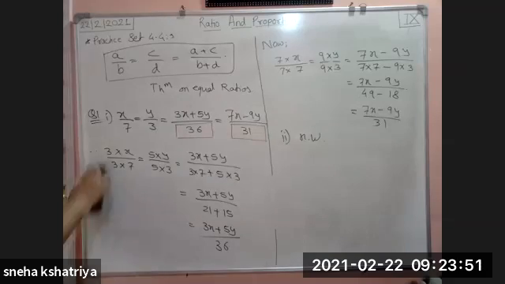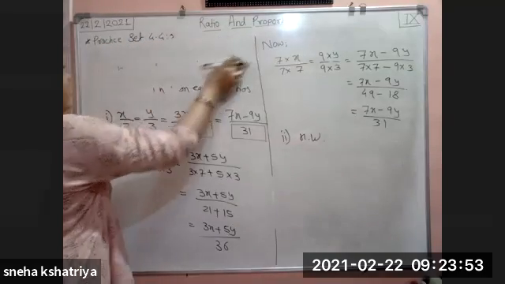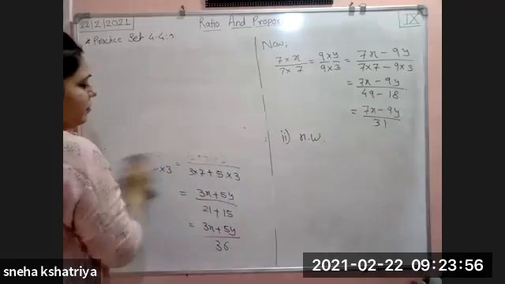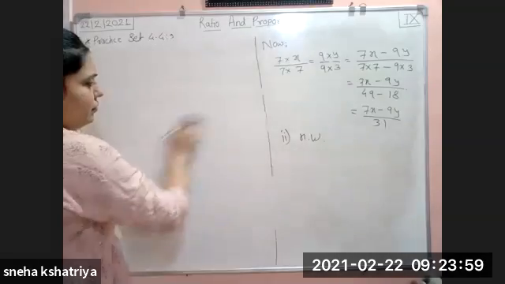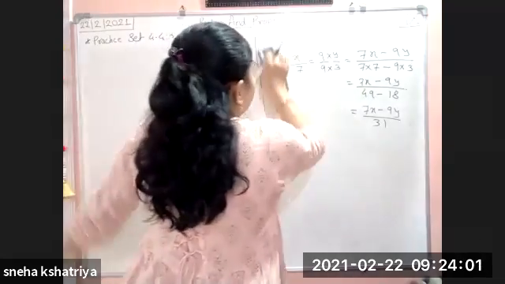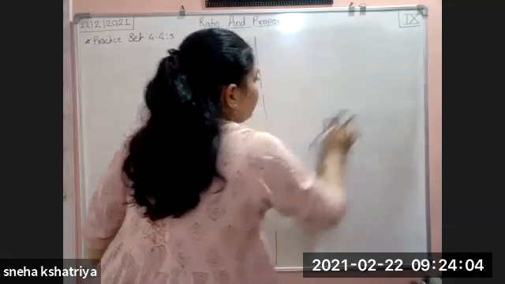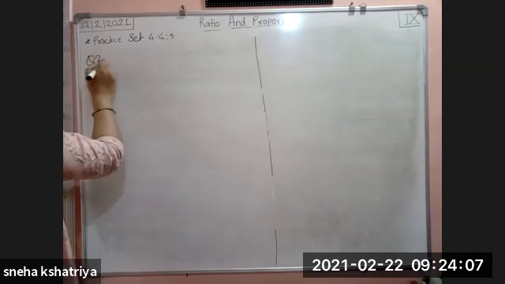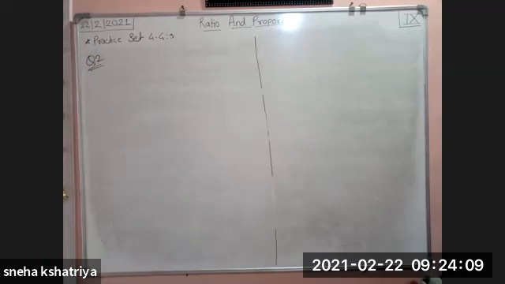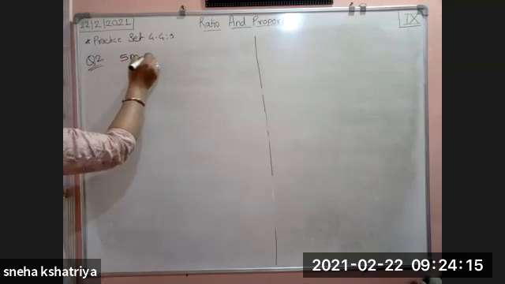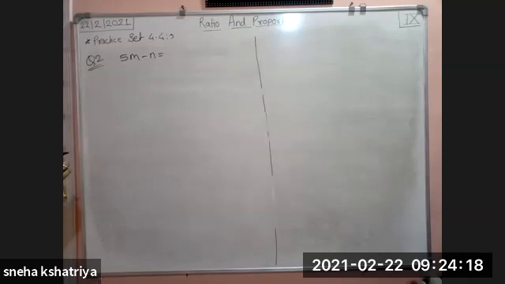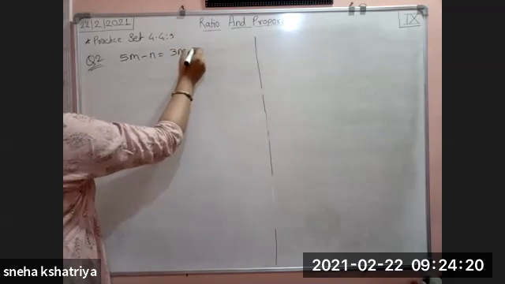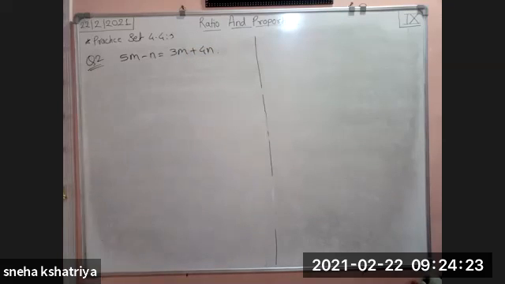We will see question number 2. What is question number 2 given to us? 5m minus n is equal to 3m plus 4n. Then find the values of the following expressions. Okay, whatever the following expressions are there, that we have to find out.